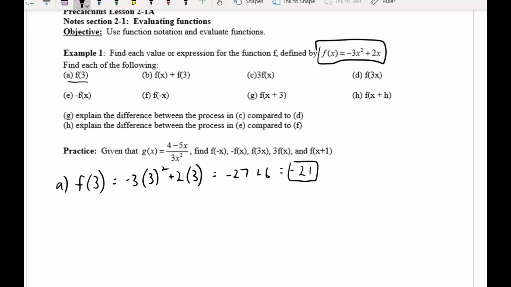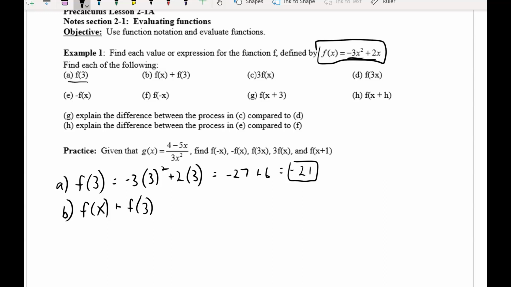Simple enough. The next one, we're going to find f of x plus f of 3, and this is really just about getting you comfortable with the notation. So we know f of x is what's given up here. This is f of x. So there's going to be variables in our final answer. So f of x plus f of 3.